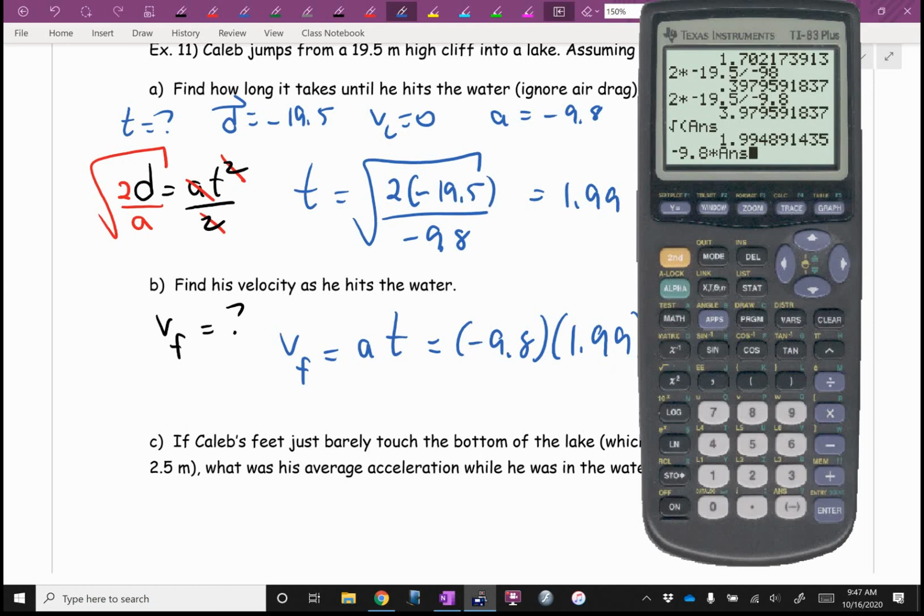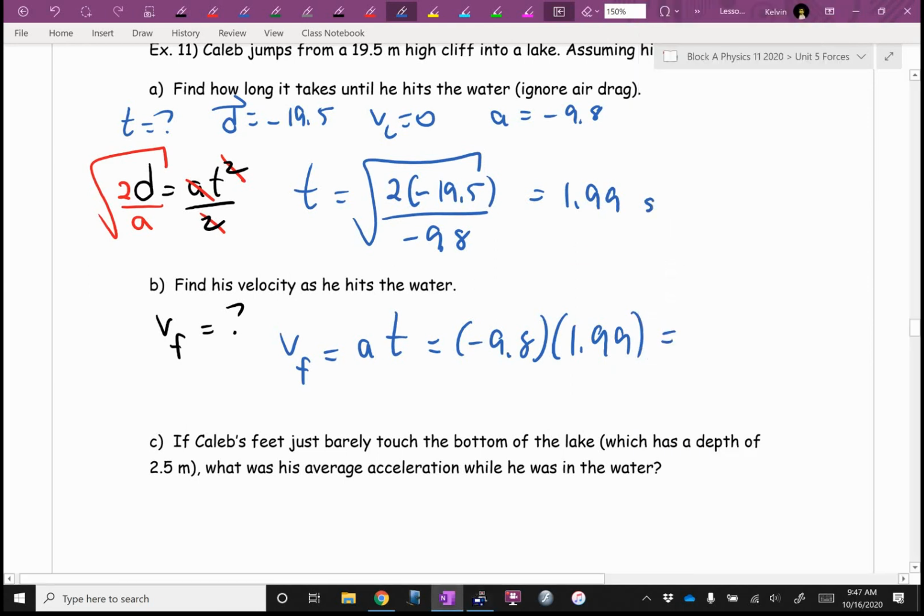Answer button. Do you get negative 19.5? In meters per second. In an odd coincidence, if you jump from 19.5 meters of height, you'll hit the ground at 19.5 meters per second, roughly. 2 seconds of free fall. That's a fluke. Don't read anything special into that, but it's just kind of nice.